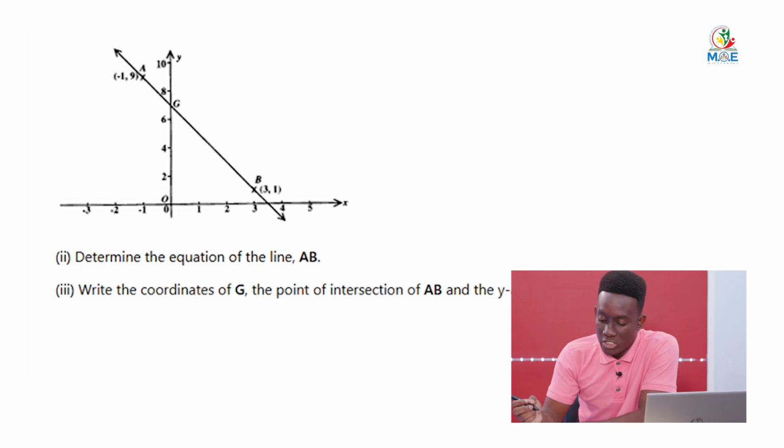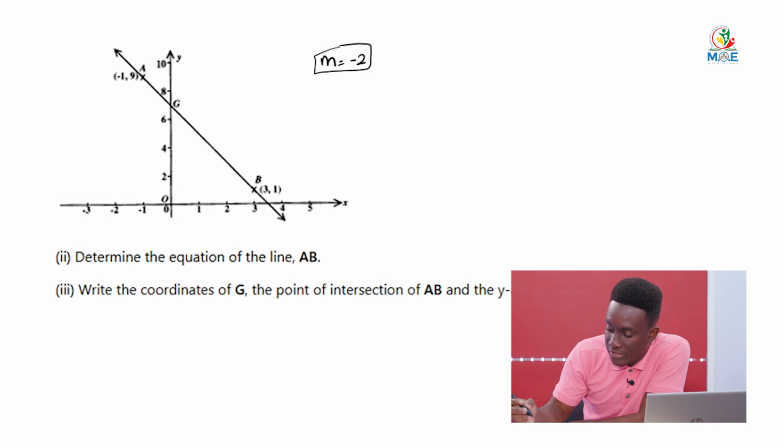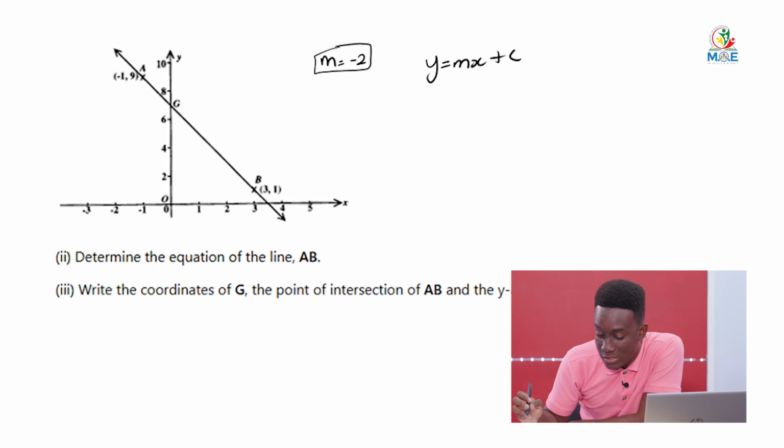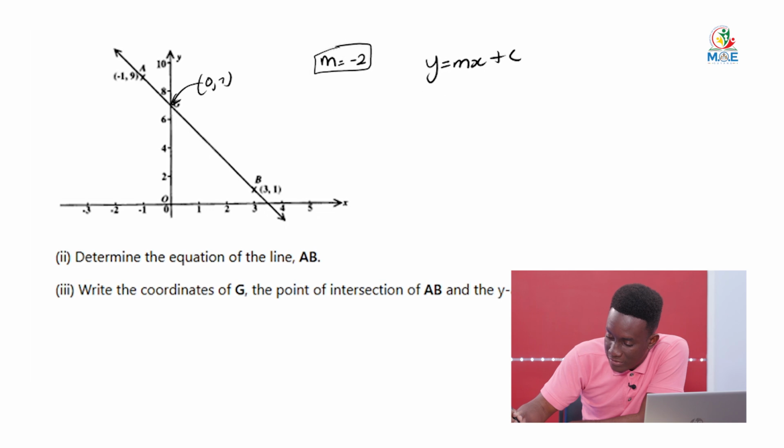So now we want to determine the equation of the line AB. We found the gradient of AB to be negative 2. In order for us to find the equation of the line, we know the equation is y equals mx plus c. The important things that we want are the gradient and the y-intercept, the part of the line that crosses the y-axis. If you look at this line, we can see that it crosses the y-axis at this point, and it looks like (0, 7). But just to be safe, let's not take it for granted. Let's work it out and see if C will be equal to 7.